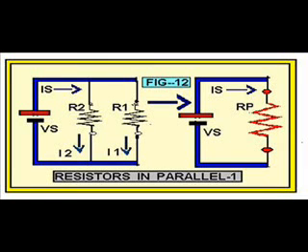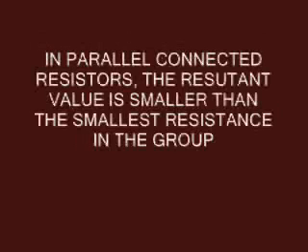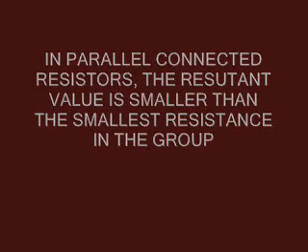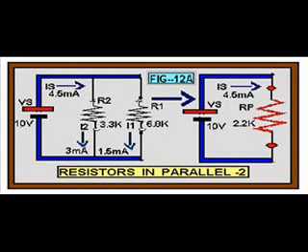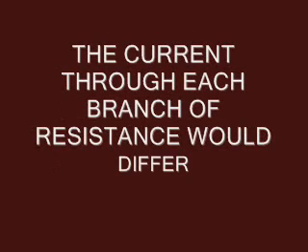In parallel connected resistors, the resultant value is smaller than the smallest value of resistance in the group. In parallel connection, the voltage across each resistance will be the same as the applied EMF. The current through each branch of resistance would differ and is decided by the ratio of applied EMF to the individual resistance value. The total current drawn from the applied source would be the sum of the branch currents.